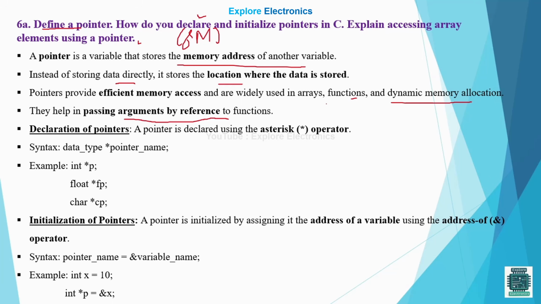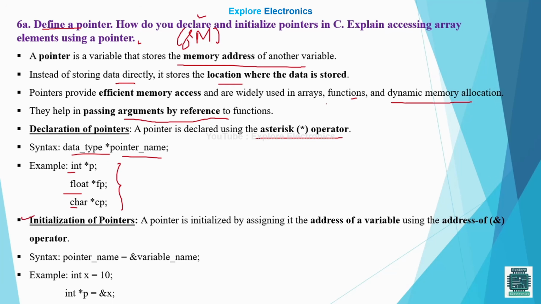Next, the declaration of a pointer. A pointer is declared using the asterisk operator. You can see the syntax here: data type, asterisk, and pointer's name. Here are some examples. The data type may be int, float, or char. Pointer's name: p, fp, cp. You can consider any name. It depends on the user, meaning the programmer.